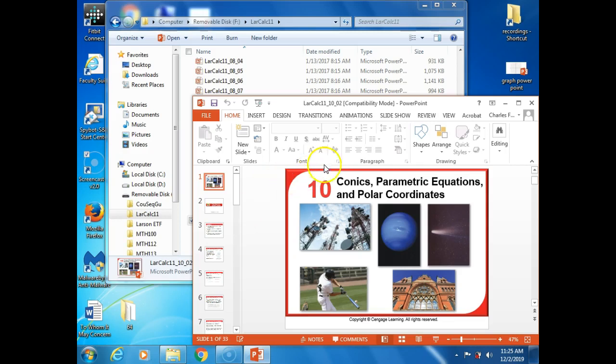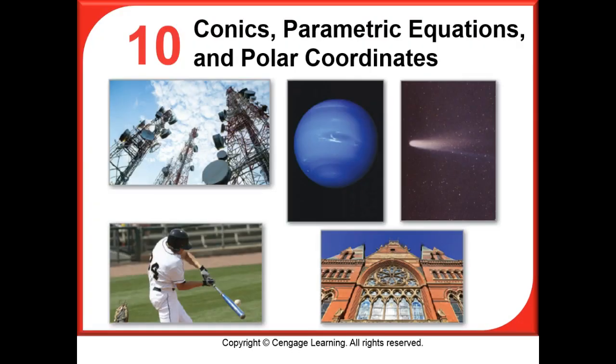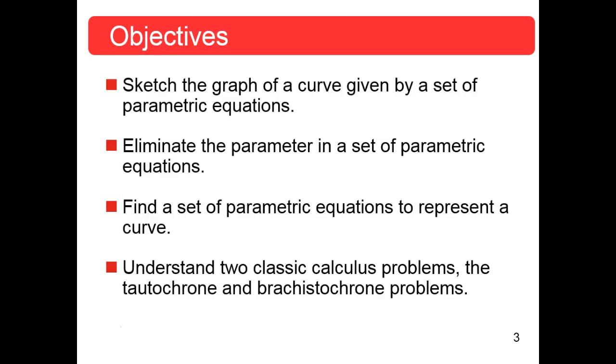Chapter 10, we've already done everything we're going to do with conics and more. Parametric equations, polar coordinates. This is plane curves and parametric equations. Objectives here: sketch the graph of a curve given by a set of parametric equations. Eliminate the parameter in a set of parametric equations if possible. Most of the time it is, but there will be occasions where it's not.